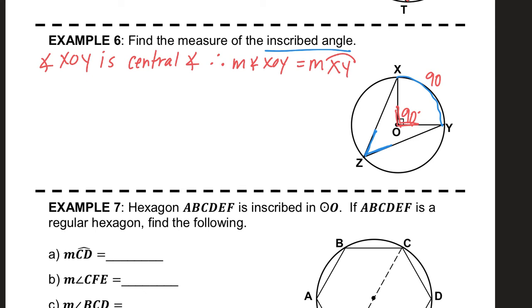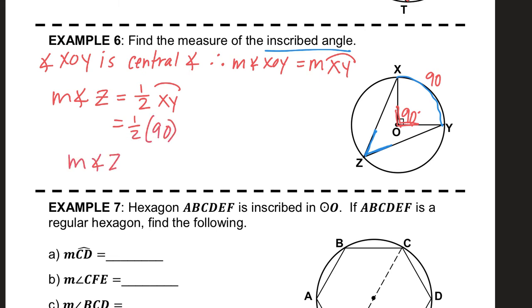So now that we know that, the inscribed angle XZY, we just call it angle Z, is going to be half its intercepted arc, arc XY. So we'll say the measurement of angle Z is equal to 1/2 of arc XY. So it'll be half of 90. So our inscribed angle, measurement of angle Z, will equal 45 degrees. Some of these pictures look complicated, but it's just a simple concept.